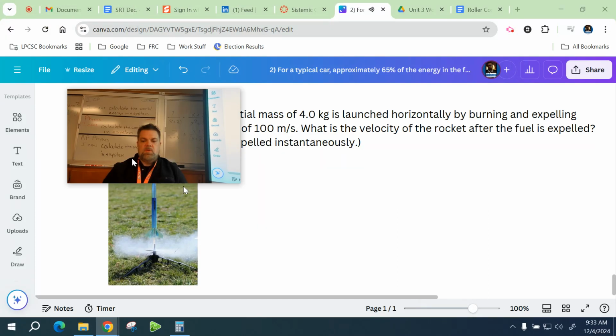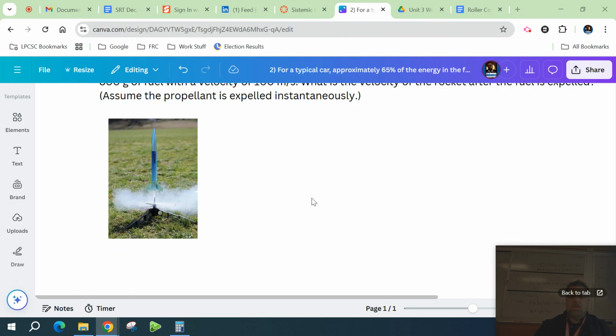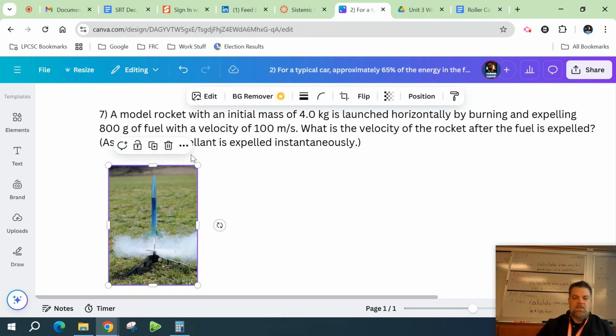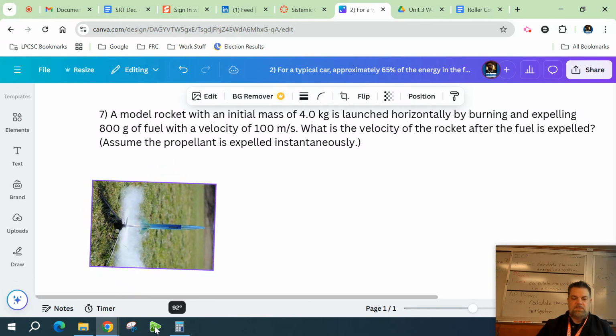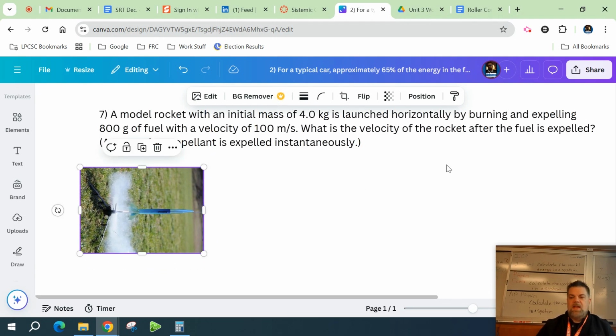So for question number 7, it says that a model rocket with an initial mass of 4 kilograms is launched horizontally. Oh, horizontally. So it's launched this way. Okay. So then, what is the velocity of the rocket after the fuel is expelled?